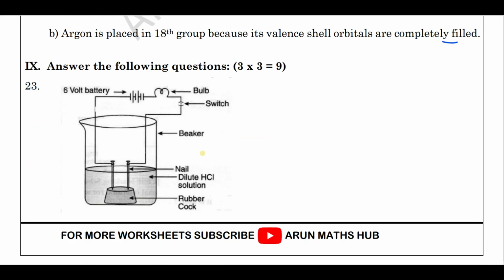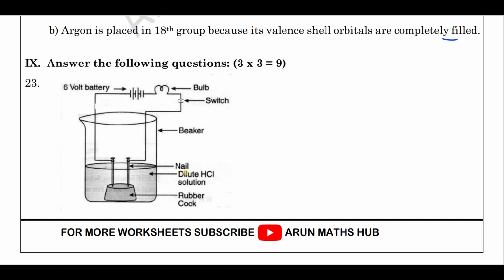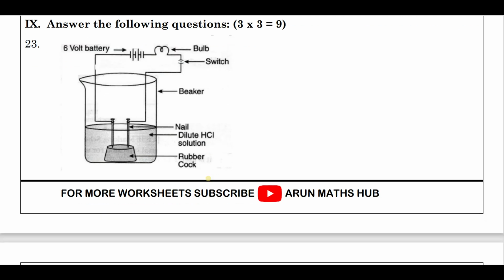Now moving to the next question, 3 marks diagram. Instead of dilute HCl solution, you can write dilute H2SO4 solution, sulfuric acid.